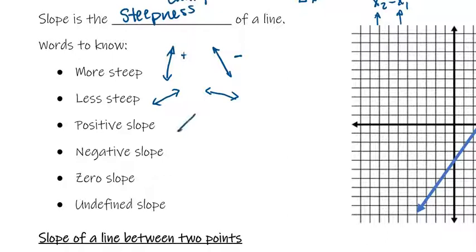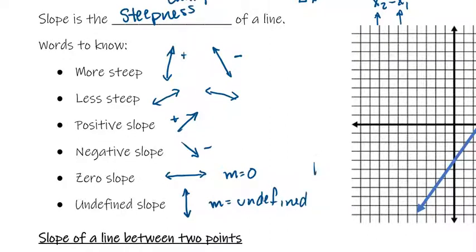Positive slope goes up from left to right. Negative slope goes down from left to right. A zero slope is horizontal. An undefined slope is up and down. Okay, zero slope we call M, and for this one M is undefined. We're going to talk about a memory trick at the end of this to help you with that.